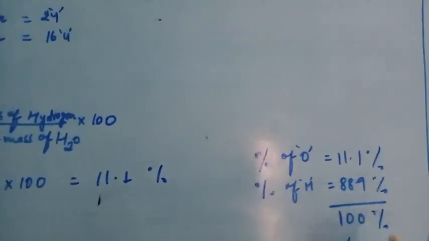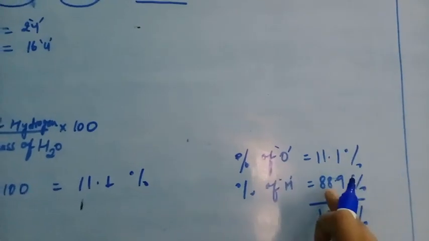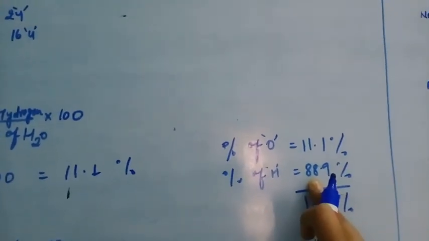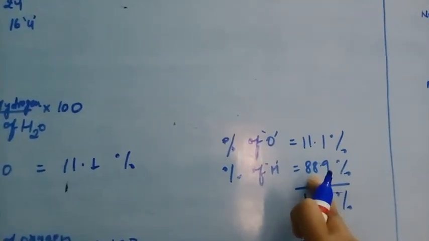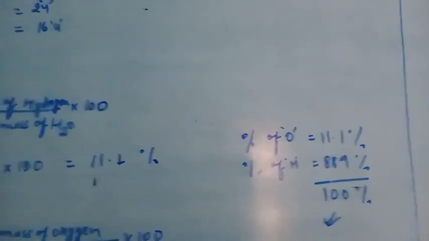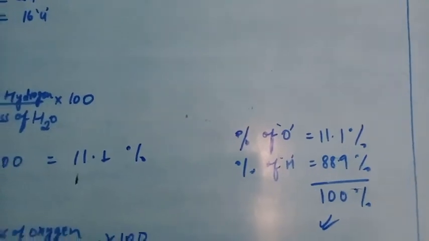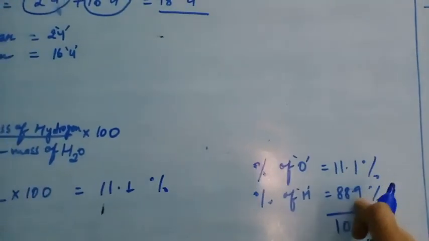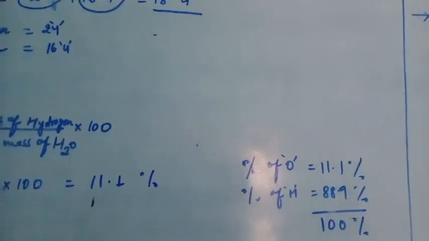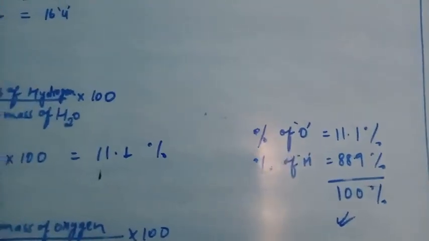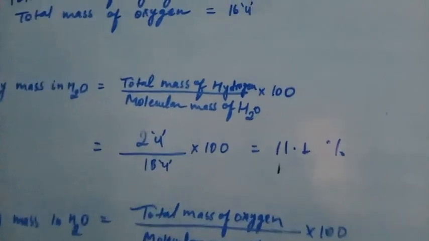Some of you have written 11% here and adjusted the value to 89% there. So that is also correct. If you ignored the decimal values and wrote 11 and 89, that is also correct. Okay, so this is about the first question.